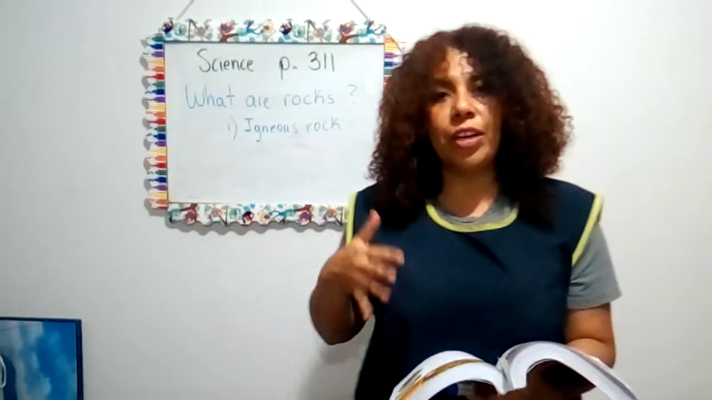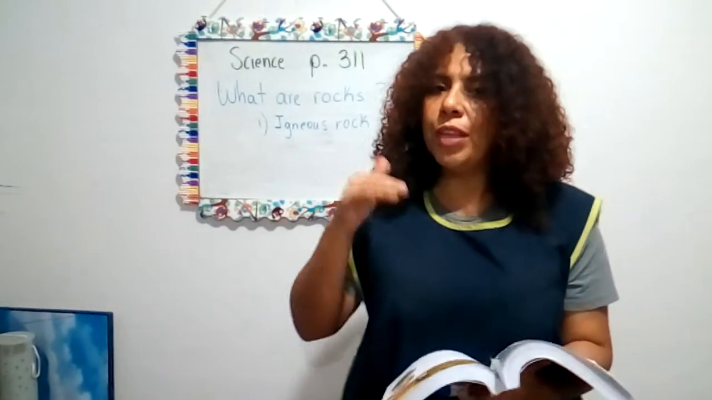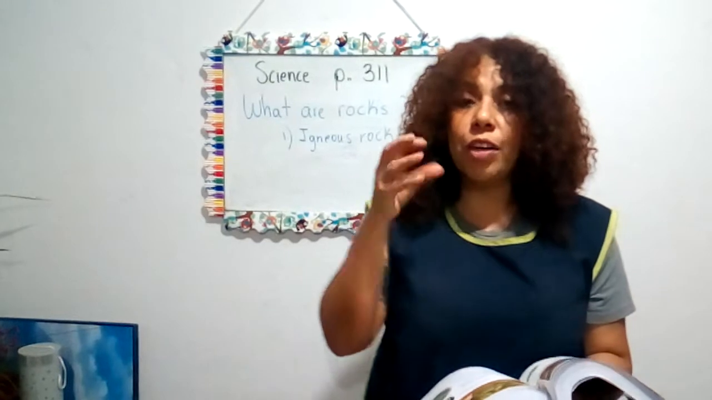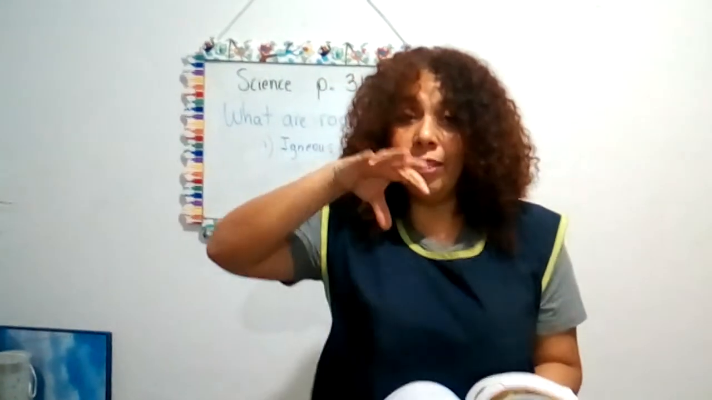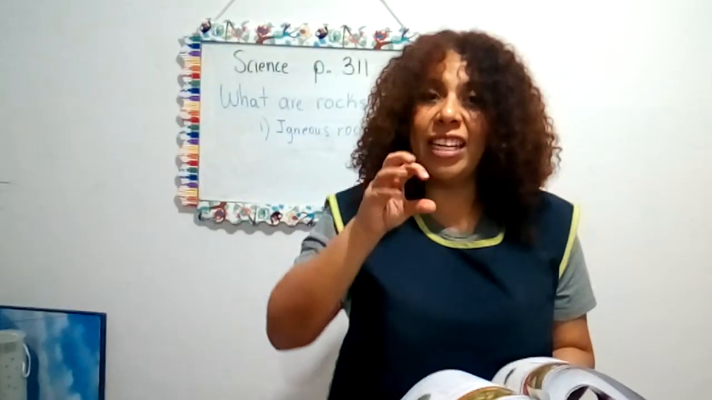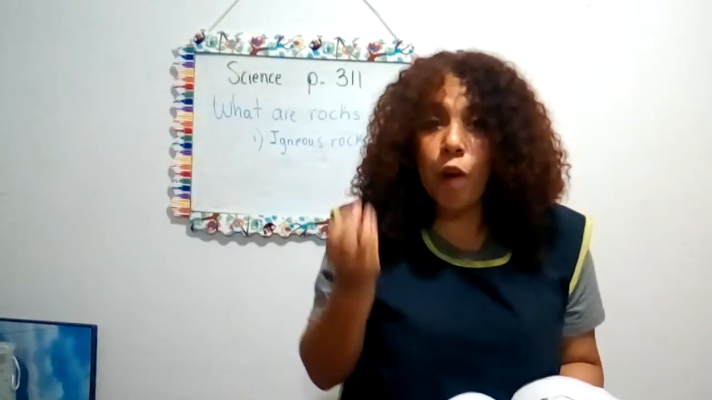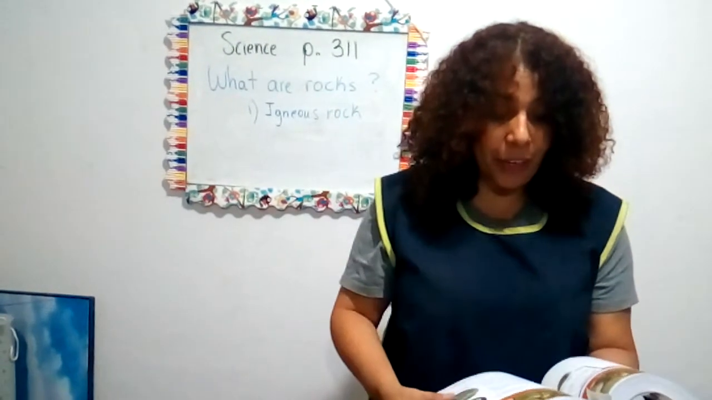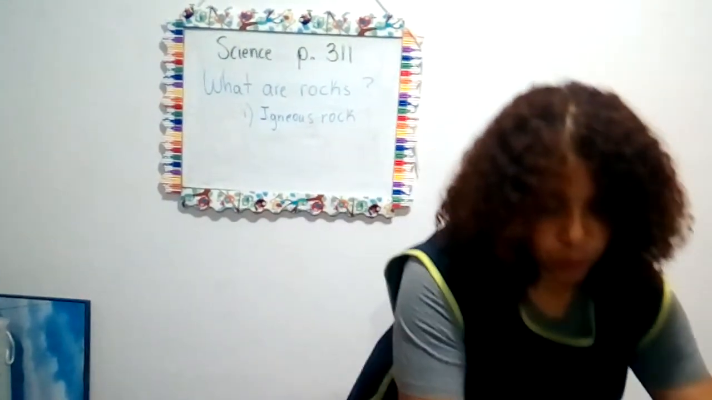Last time we were studying the layers of the earth. Remember the layers of the earth? We had the crust and we had the core, and there were parts of the earth where it is very, very, very hot. So in that part that it is very, very hot, we have rocks that melt and form these kinds of igneous rock. I am going to show you some rocks here.